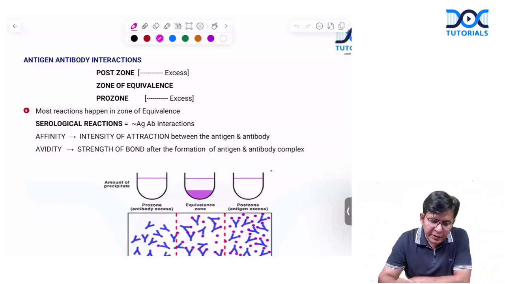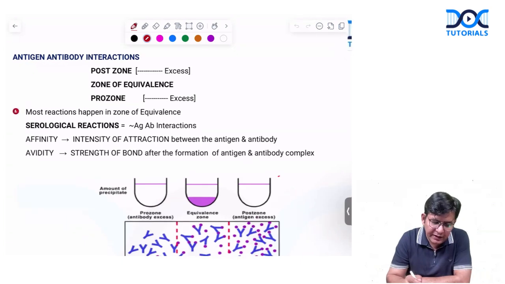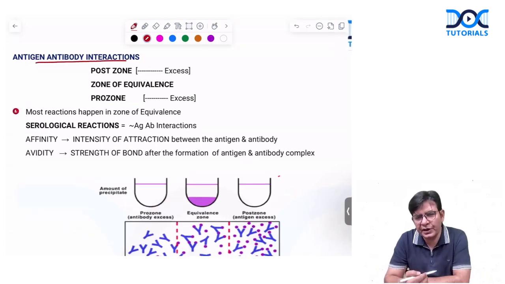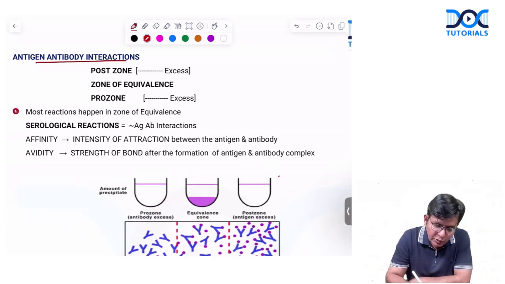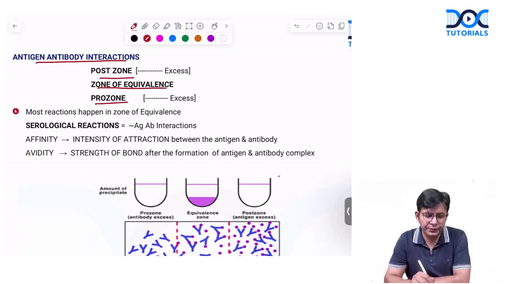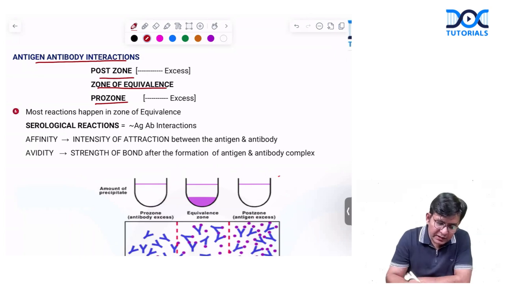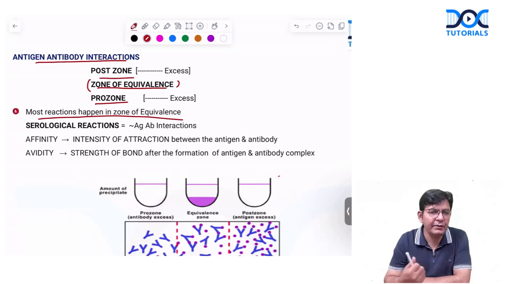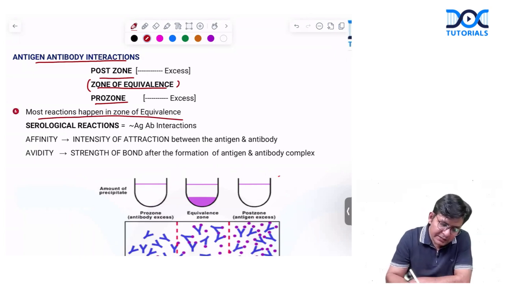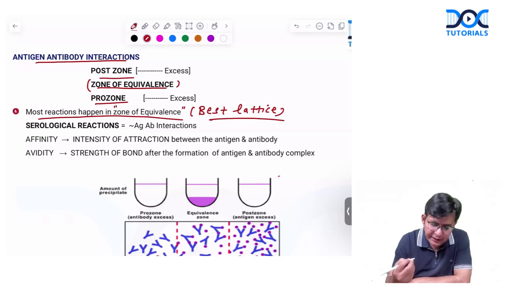So antigen and antibody, as you can see up here, they interact in three zones. Three zones, which zones? That is zone of equivalence, one is prozone and one is post zone. Okay. So most of the reactions, as it is written down also, happen in the zone of what? Equivalence. Why does it happen in the zone of equivalence? Because the best lattice is produced in the zone of equivalence.